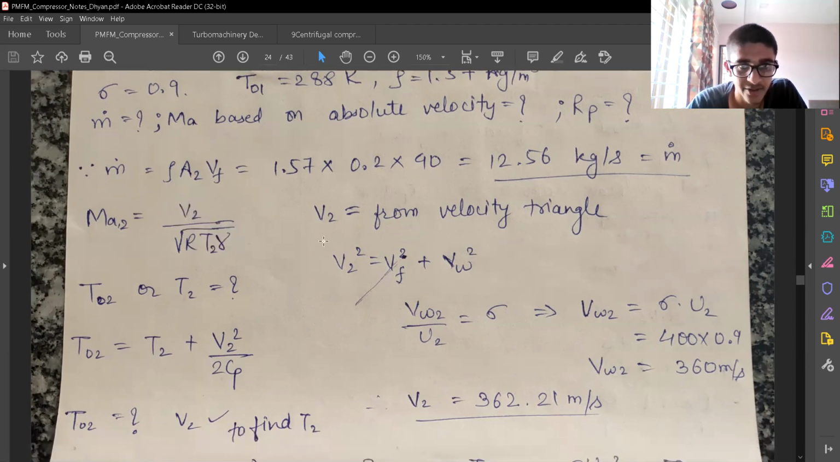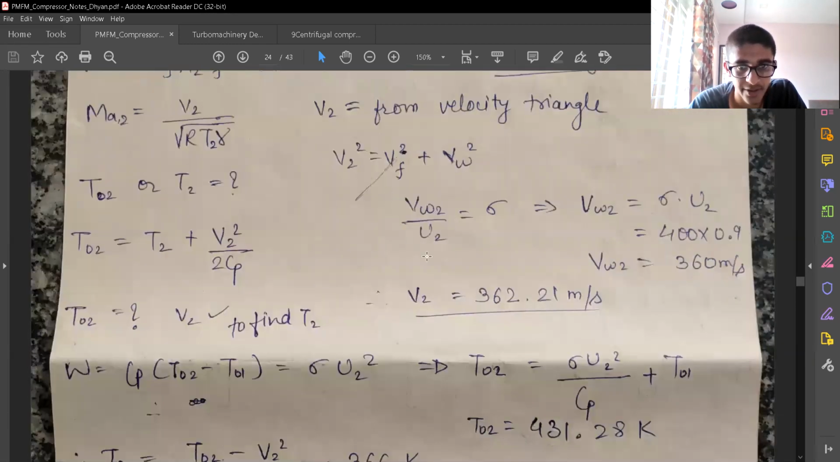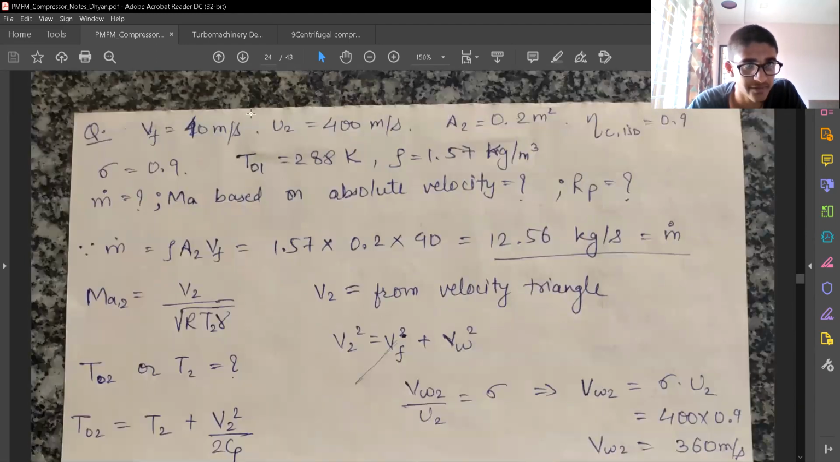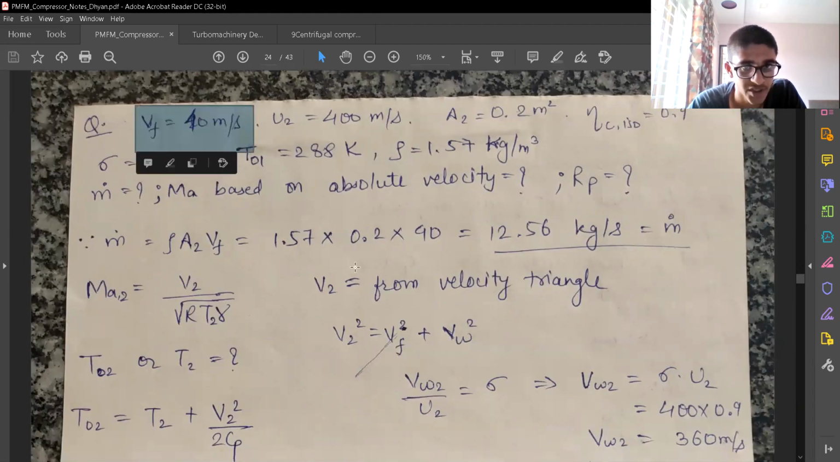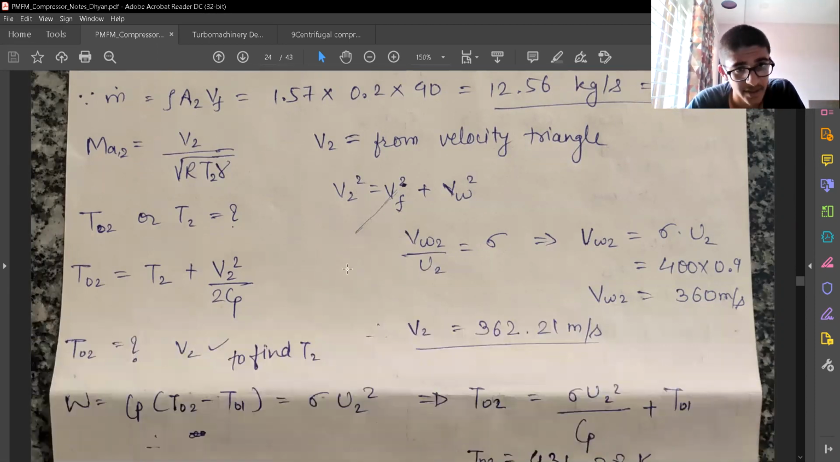So the absolute velocity from velocity triangle is V2 square is equal to VF square plus VW2 square. And VW2 can be found out from the slip factor and U2. So U2 is already known. So we found out the VW2, and VF is already given. VF1 and VF2 are equal. So from that, we can find out V2, that is absolute velocity at the outlet.